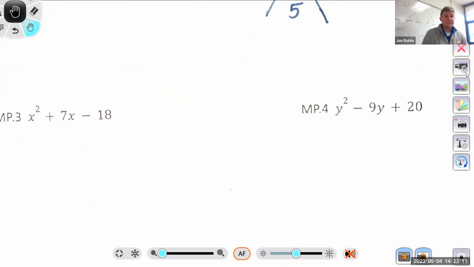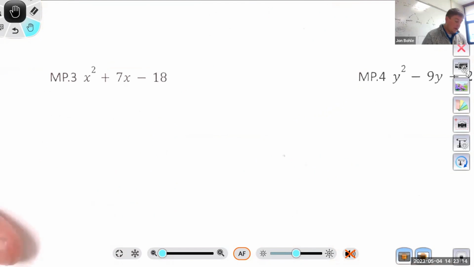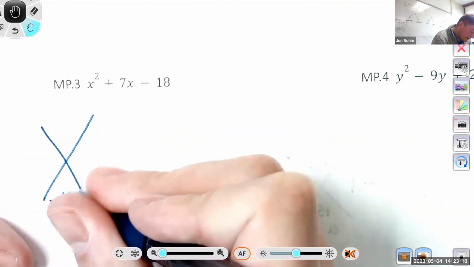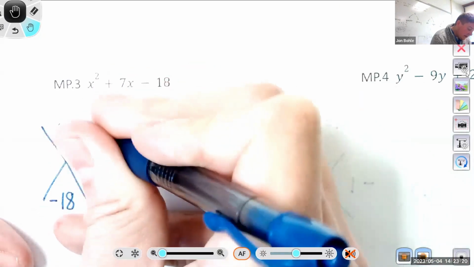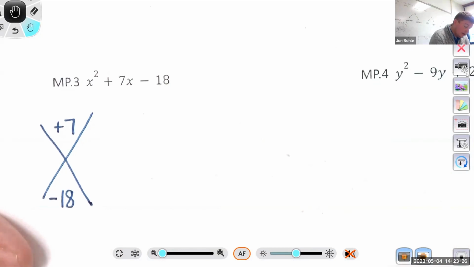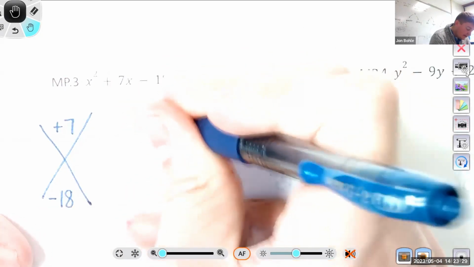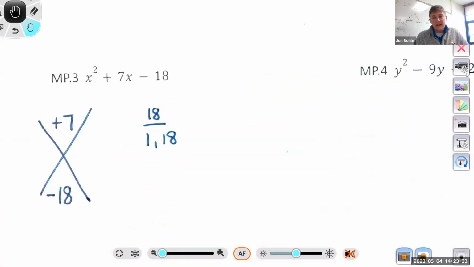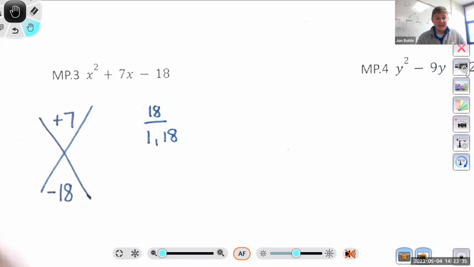Okay, 3. Okay, A times C here is -18 and B is +7. I'm multiplying to a negative, so that means I'm going to think what numbers subtract to 7. And I don't know this one off the top of my head. So what we're going to do is multiply to 18: 1 and 18. That's the first one. 1 and 18 are going to subtract to 17. I'm trying to get to 7.